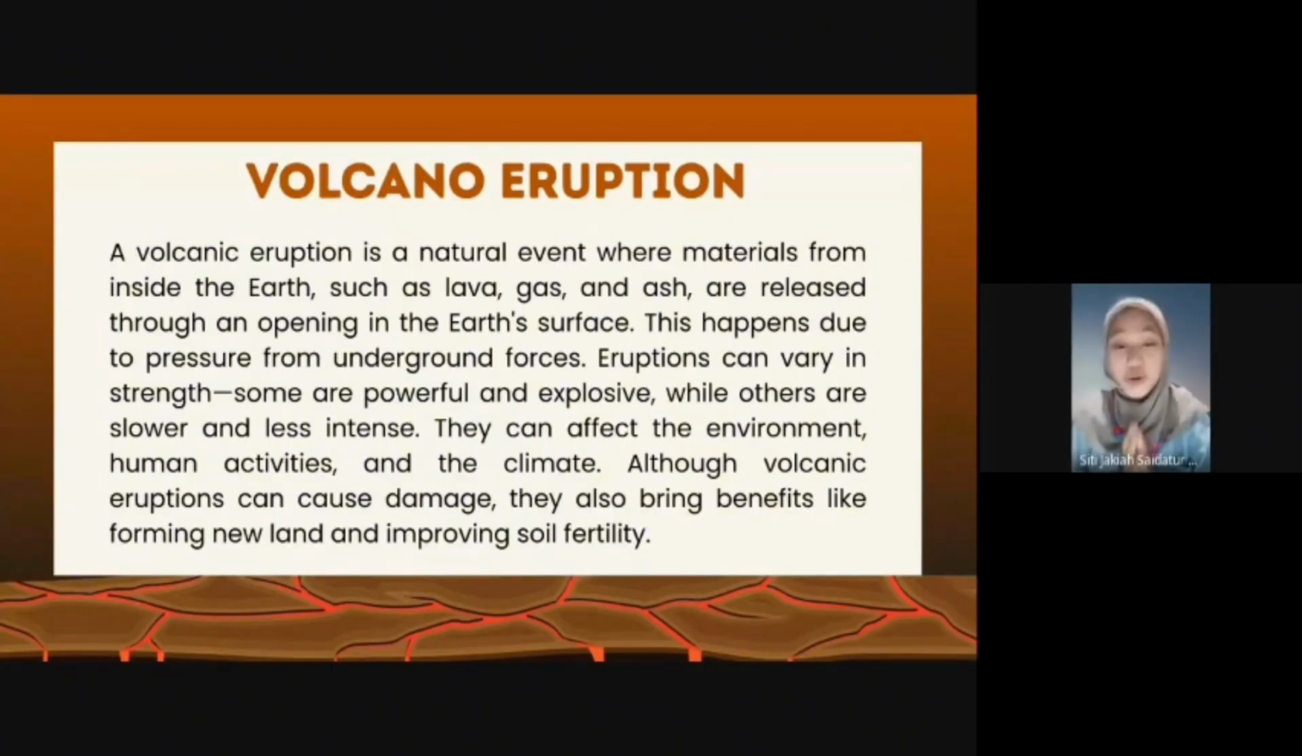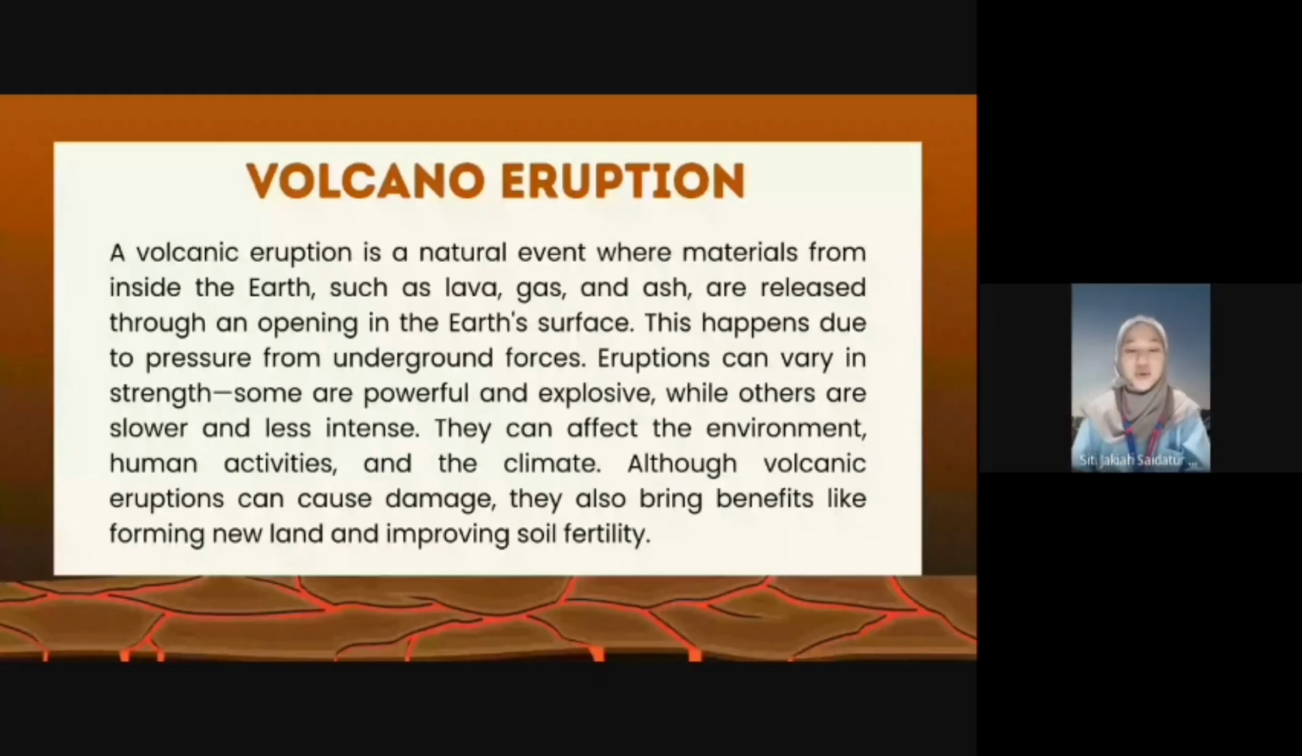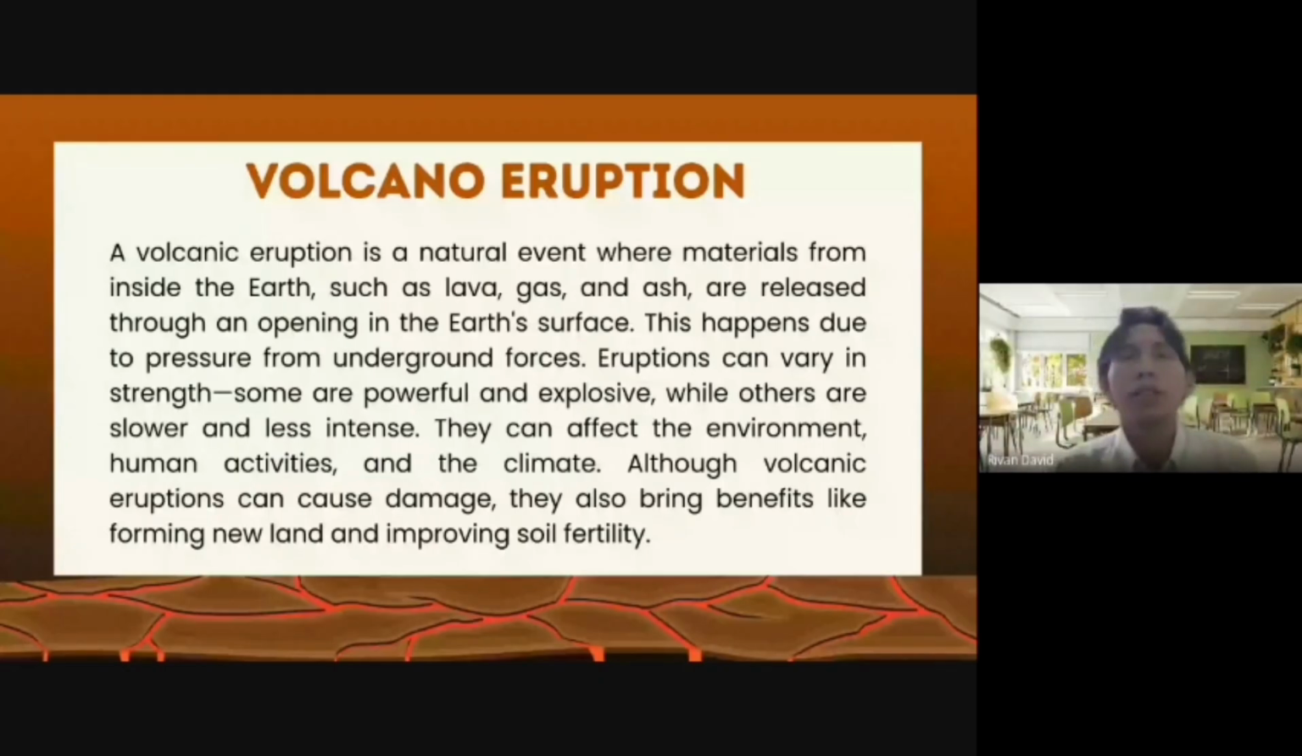Now we will read together about the volcano eruption first. You can read for one minute and we will explain together. So what is a volcano eruption? Okay, Kanaya, time is yours. A volcanic eruption is a natural event where materials from inside the Earth come out. Good job. What comes out during an eruption? Miss, there is lava, gas, and ash.